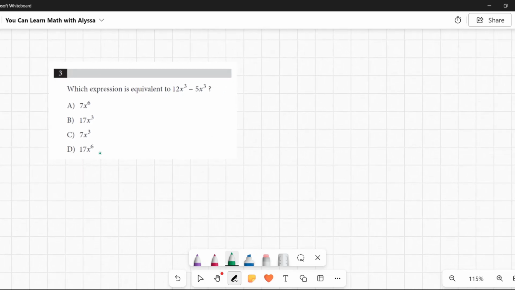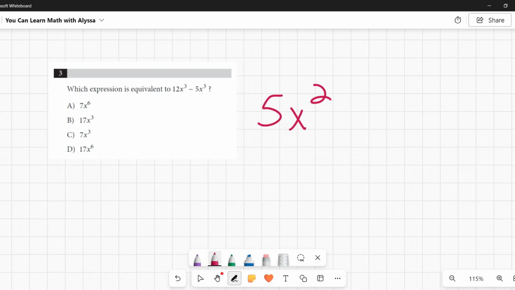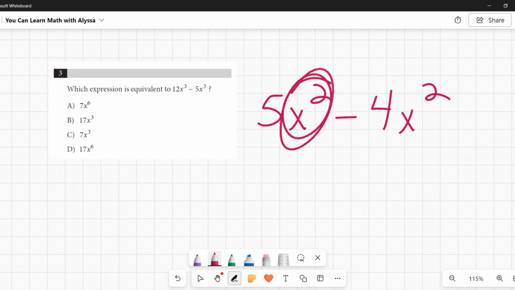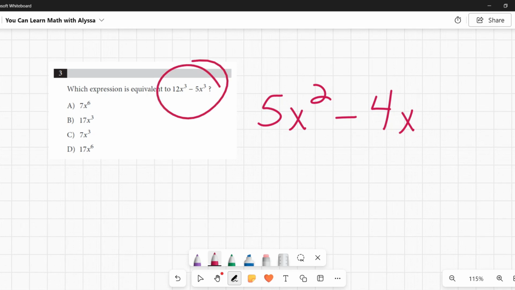On to number 3. Which expression is equivalent to 12x cubed minus 5x cubed? Anytime we are combining like terms, these are terms that are alike, hey, go figure, they have to match exactly. So if I have 5x squared minus 4x squared, I can do that because I have 5 x squareds, and I'm taking away 4 of those x squareds. But if this was just 4x, I can't. They don't match. So here, 12x cubed minus 5x cubed, they do match.